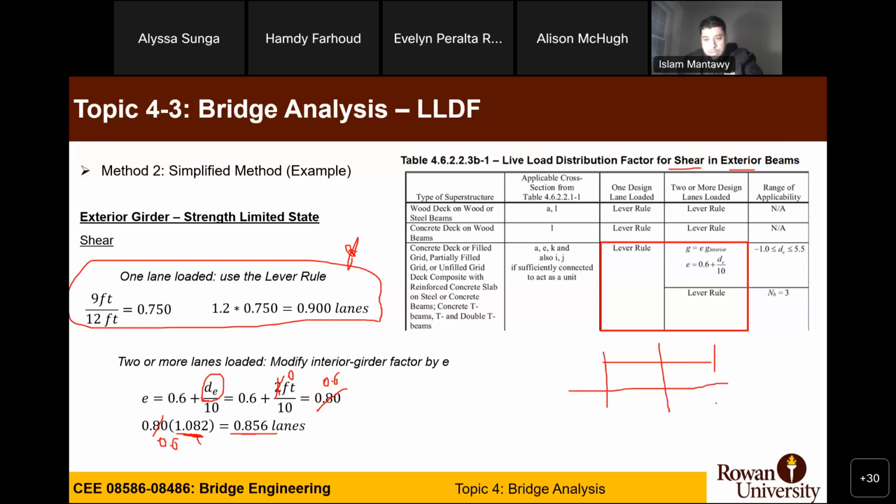So we actually came up with, at the end, you can have a table, and this table can summarize all the equations. You can say one lane or two or more lanes, exterior, interior. Let's say for a moment, correct? And you can put those numbers and see which one governs for exterior, which one governs for interior, which one goes for moment and for shear, correct? Any questions so far?